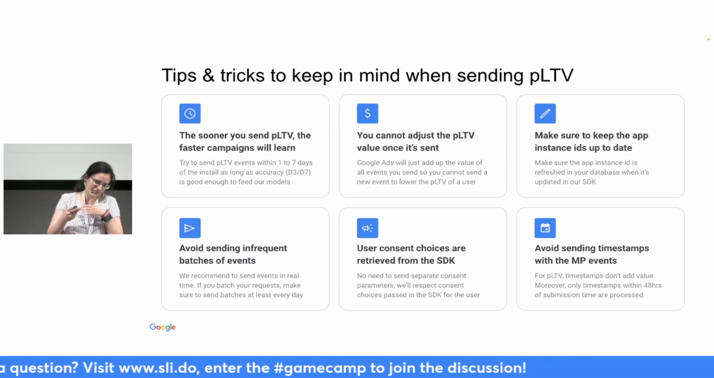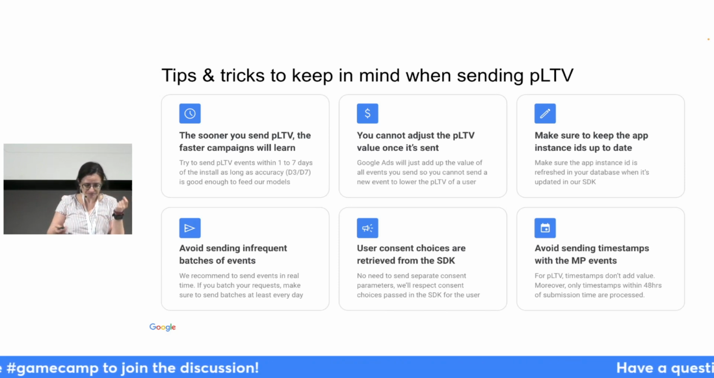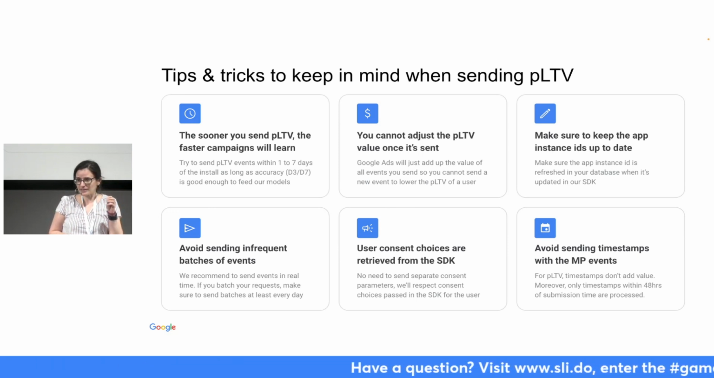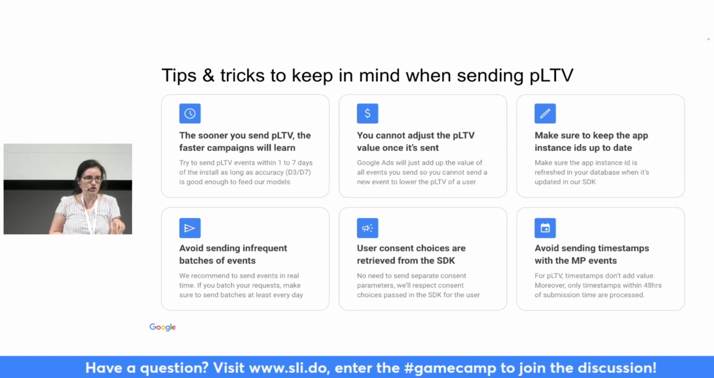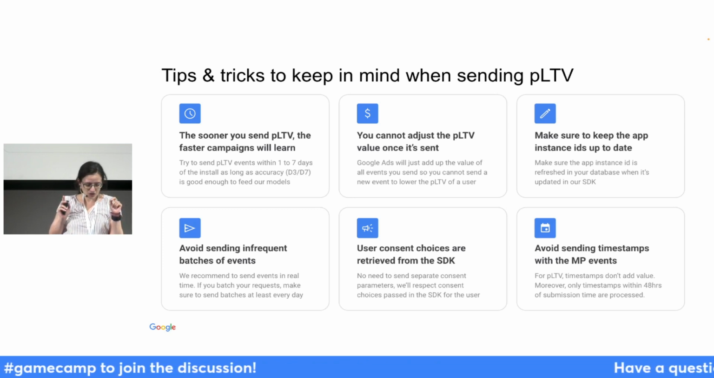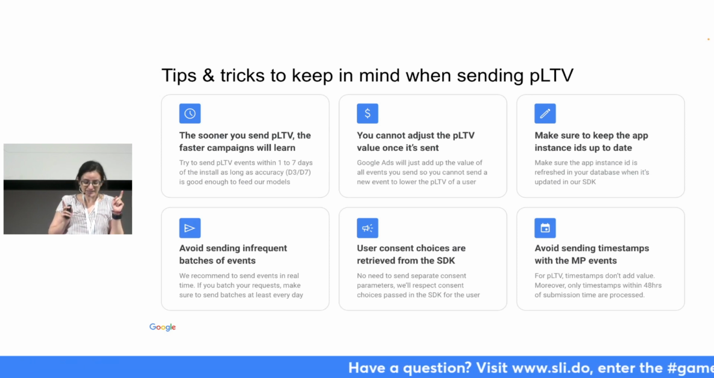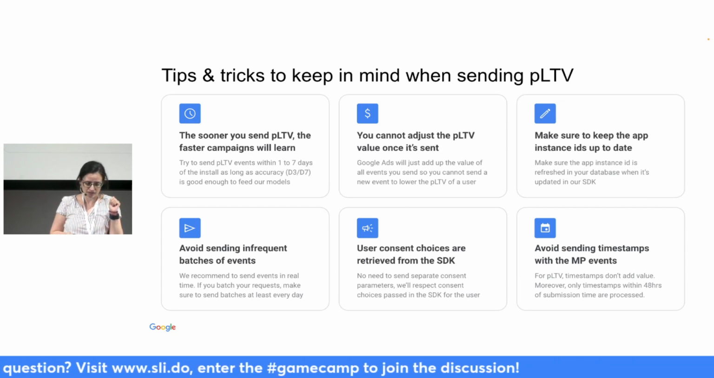Also, this is a bit related to the tip of sending the data as soon as possible. So please avoid sending infrequent batches of events. I think it's standard. If you already have to be sending events in batches and not in real time, ideally send them daily. I think on the screenshot before there was also a consent signal, but you should know that user consent choices are retrieved from the SDK, so no need to be sending consent signals in the measurement protocol data.